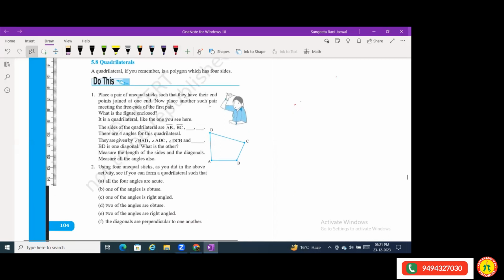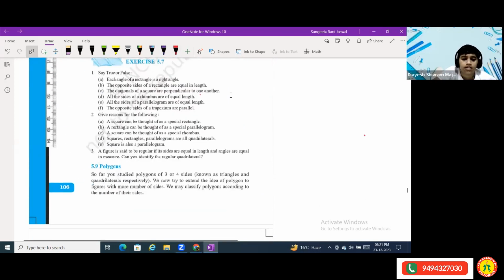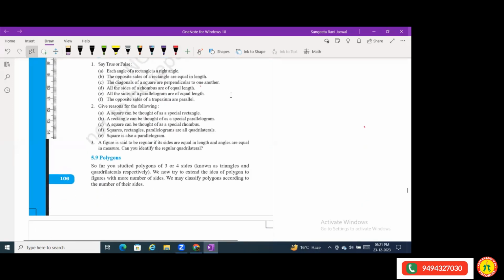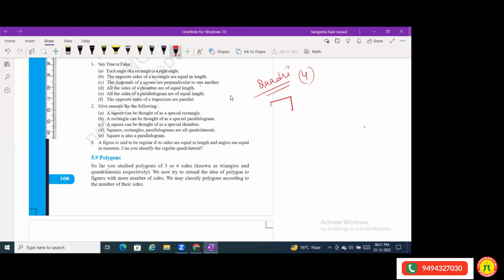Now, children, you know what is a quadrilateral? Yes, a figure with four sides. Polygon. Great, you know everything. It is a polygon with four sides. Quadri means four. Since we are talking about polygons, a polygon is a figure made of line segments. So any polygon with four sides is called a quadrilateral. Like a rectangle is a quadrilateral. A square is a quadrilateral because it has four sides, a closed figure.